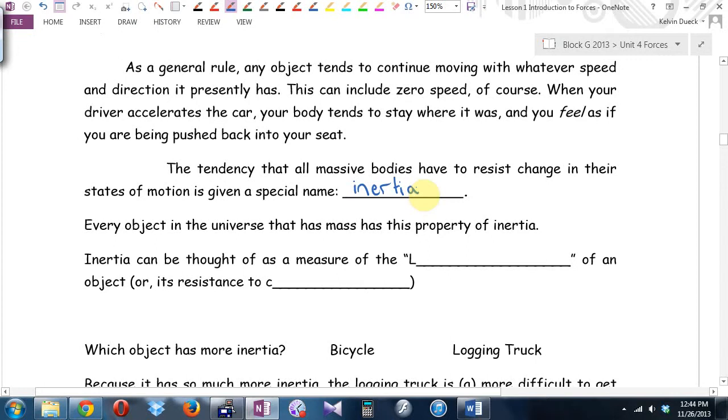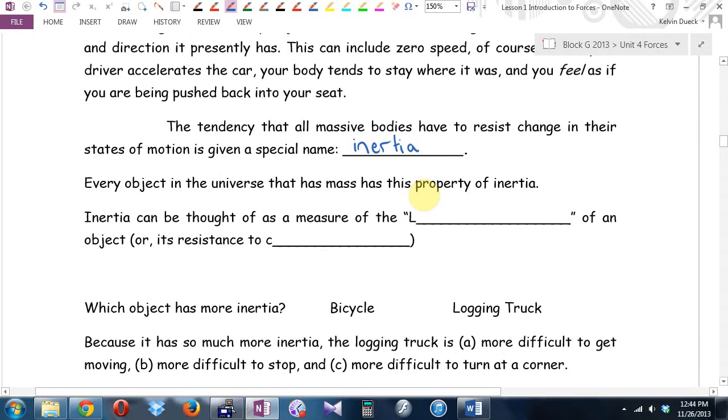Every object in the universe that has mass has this property of inertia. In fact, for the purposes of physics 11 and 12, we're going to treat mass and inertia interchangeably. The more mass you have, the more inertia you have. The less mass you have, the less inertia you have. And that's true almost always. In fact, one way you can think about this, inertia can be thought of as the measure of the laziness of an object. The more massive an object is, the more lazy it is, the less it wants to change. Its resistance to change.